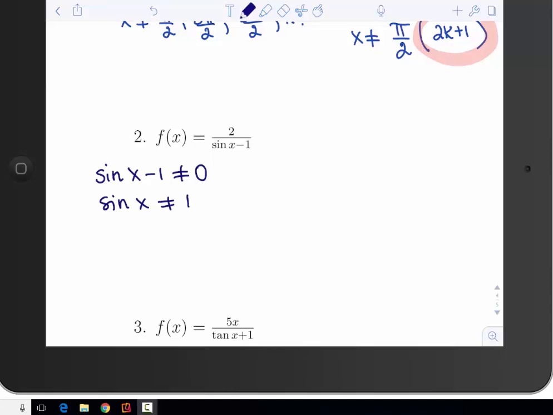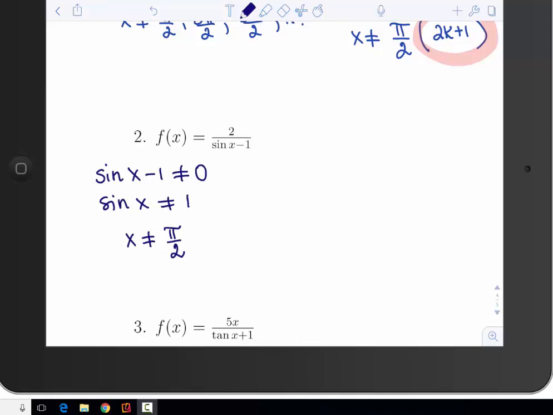One angle, pi over 2. X is not equal to pi over 2. Remember, at 3 pi over 2, sine of x is equal to -1. -1 is okay because if I have -1 in the denominator, I'm just going to get 2 over -2. No issues there. Okay, so pi over 2, and remember, sine of x is a periodic function.